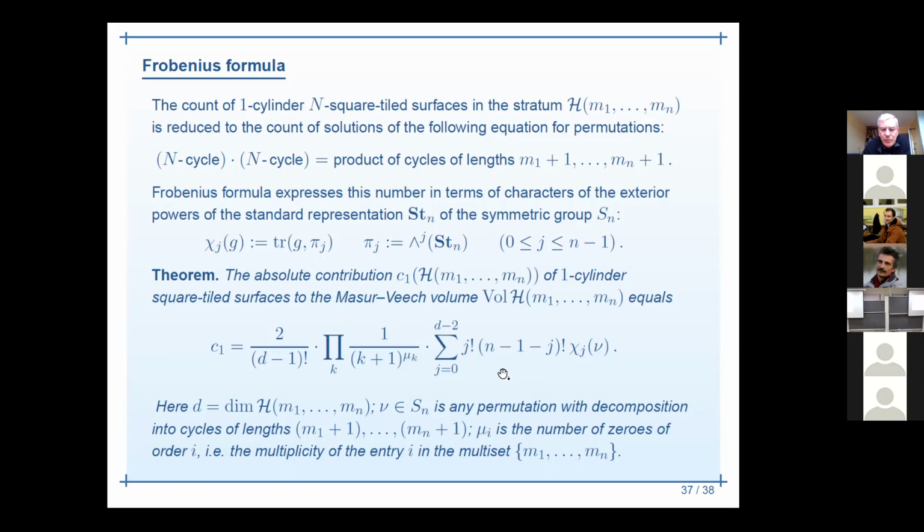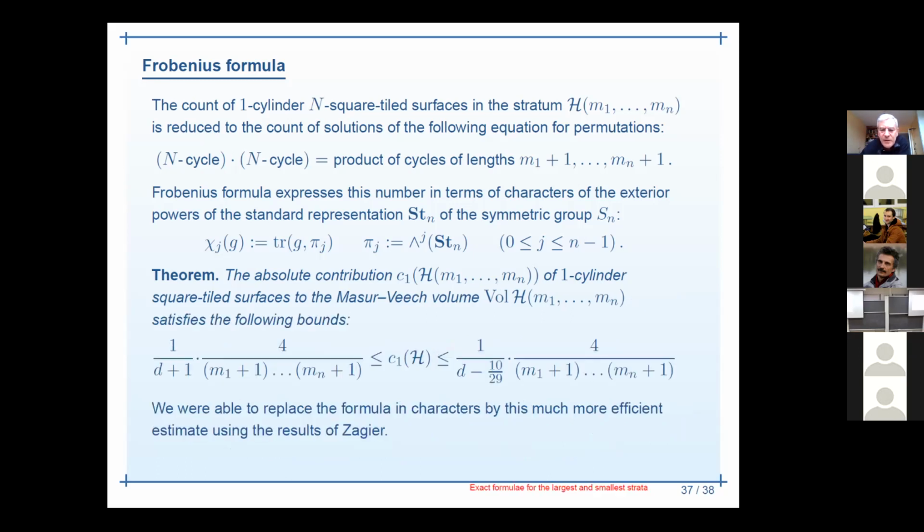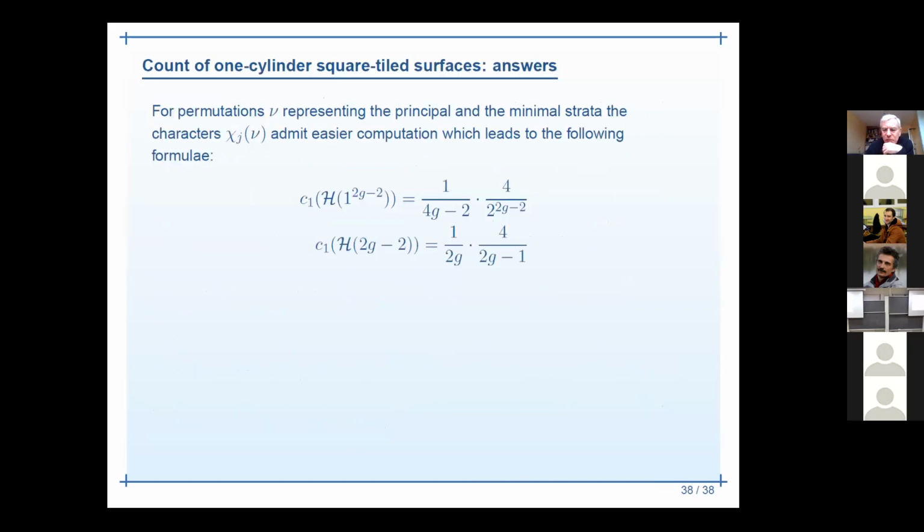which is not particularly practical in general because there are these characters, but there are two simplifications. If your cycles are simple, then you can compute the character explicitly. And also when the number d is large, then you can use the formula of Zagier, which bounds this C1 between these two fractions. And this is for any d and for any stratum, for any collection of zeros. When the stratum is principal, you can compute the character and get an explicit answer. And when the stratum is minimal, you can also compute the character and get an explicit answer. And I think that I told everything which I wanted to tell.